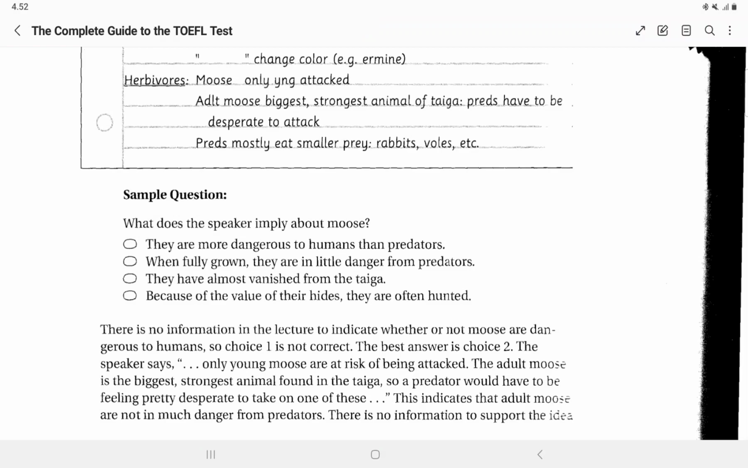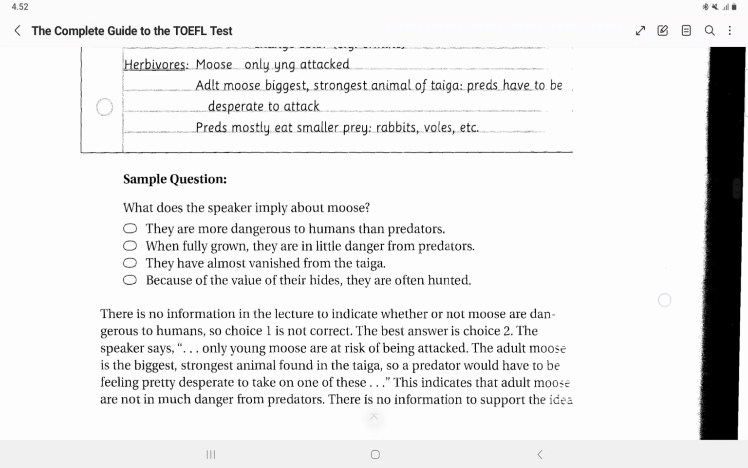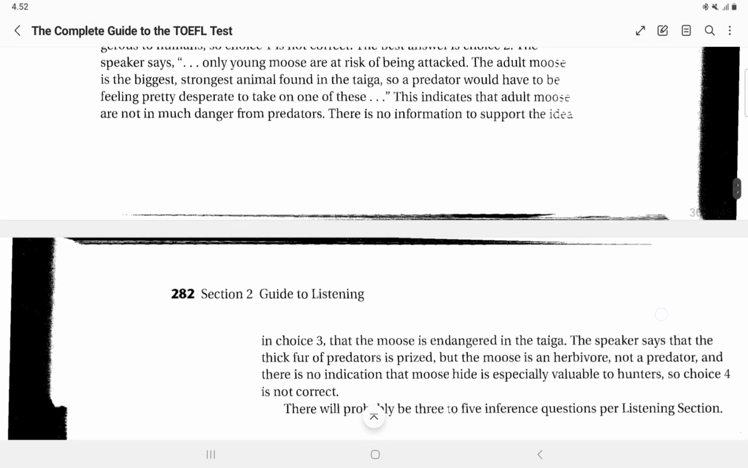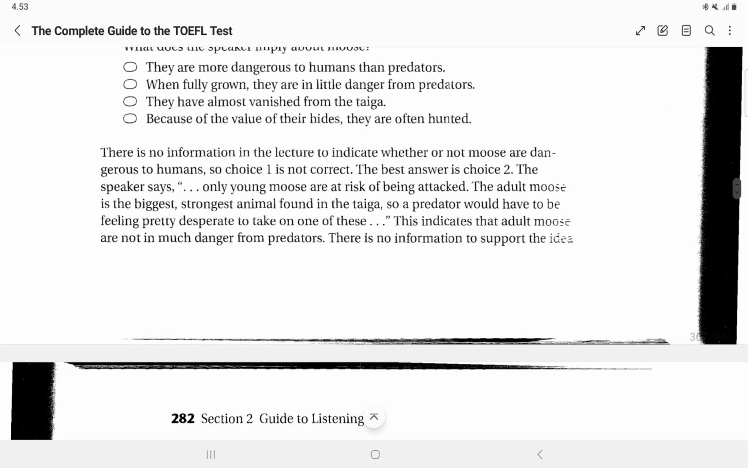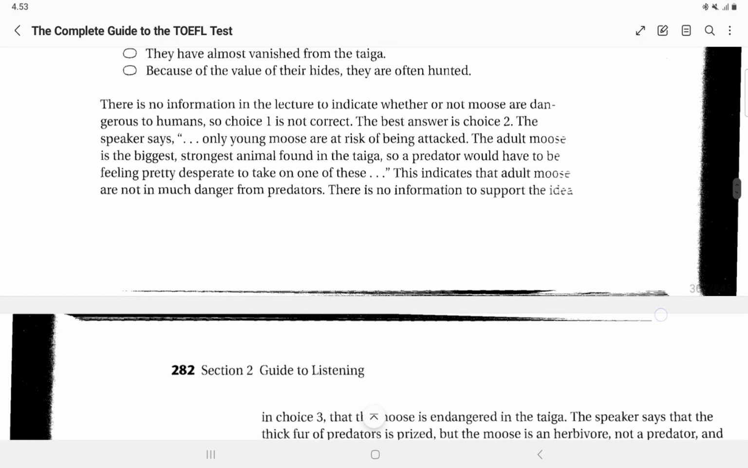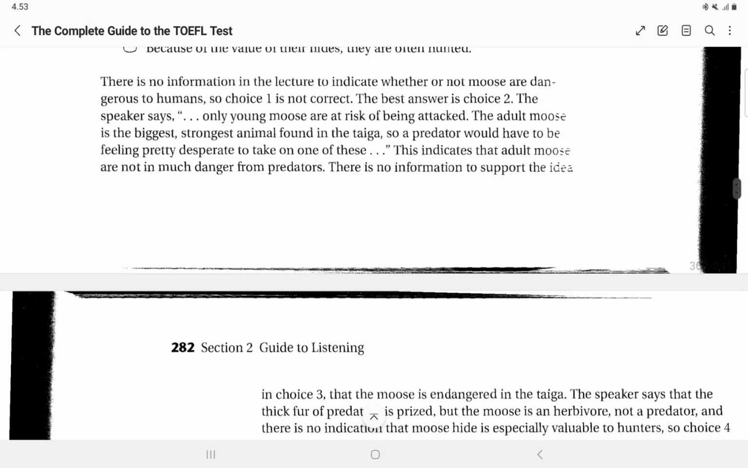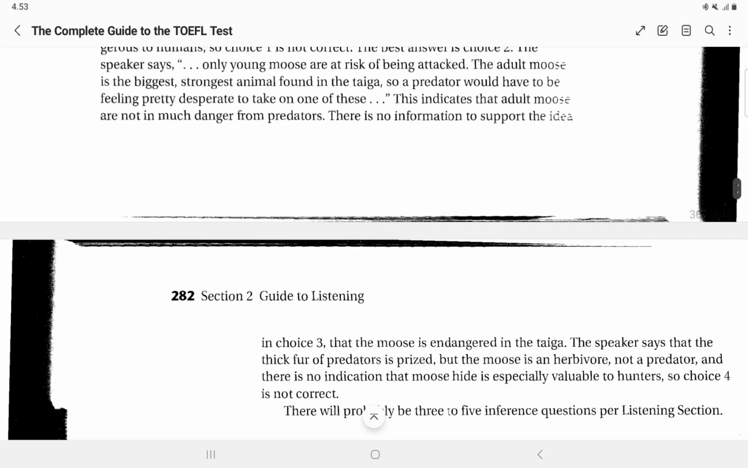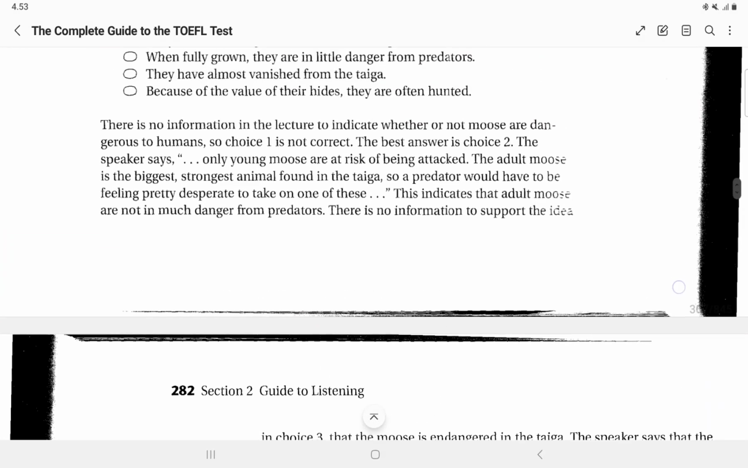This indicates that adult moose are not in much danger from predators. There is no information to support the idea in choice 3, that they have almost vanished from the taiga, that the moose is endangered in the taiga. The speaker said that the thick fur of predators is prized, but the moose is a herbivore, not a predator, and there is no indication that moose hide is especially valuable to hunters. So choice 4 is not correct.